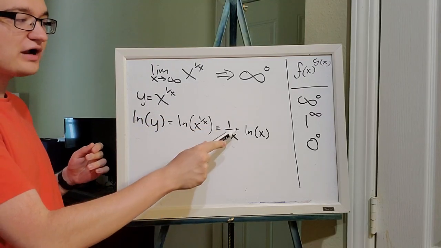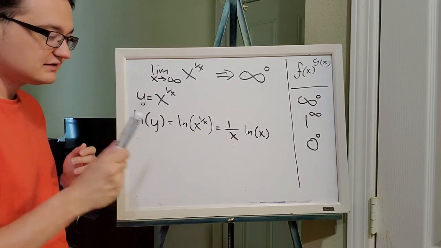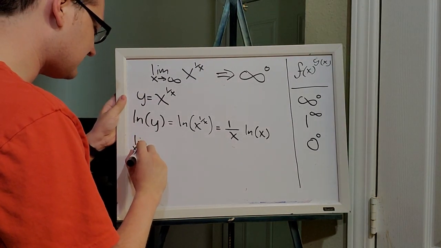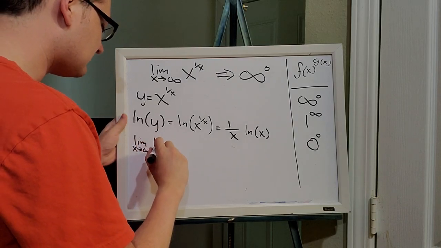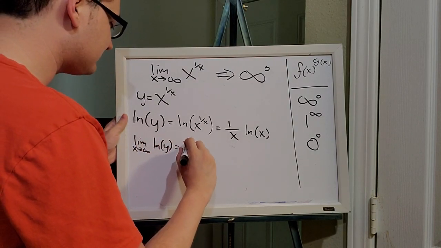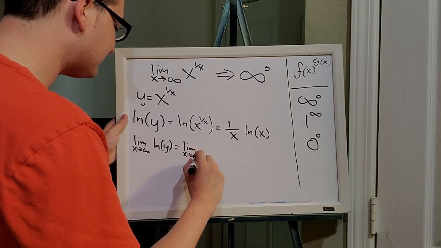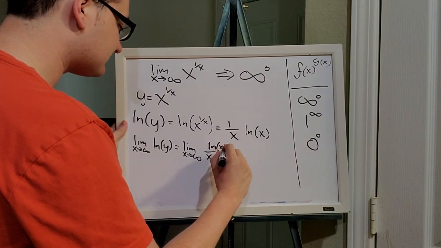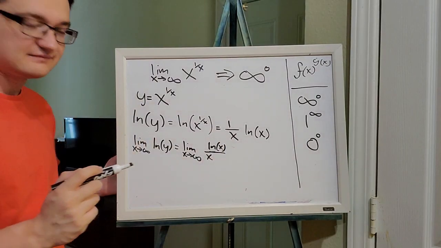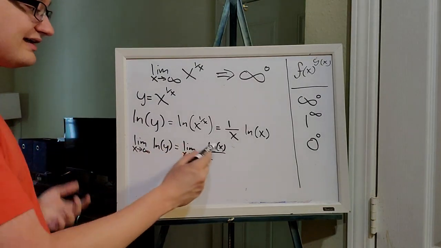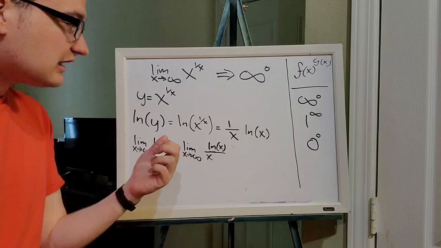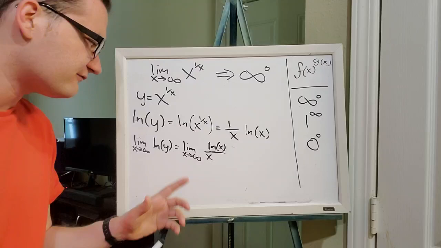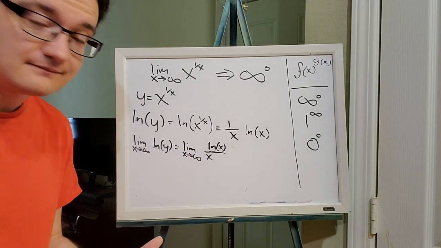So we have 1 over x times the natural log of x. How does that help us? We're going to take a limit. We're going to take the limit as x approaches infinity of natural log of y. We're going to take a limit as x approaches infinity of that 1 over x natural log of x, or natural log of x divided by x, right? So this is an indeterminate form in fractions. This one's a product, this one's a fraction. They're still indeterminate forms. Infinity over infinity, right?